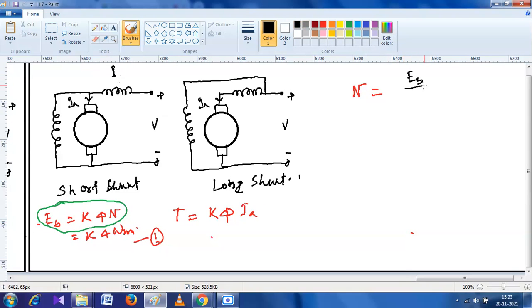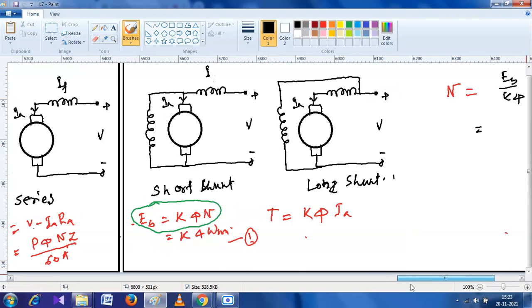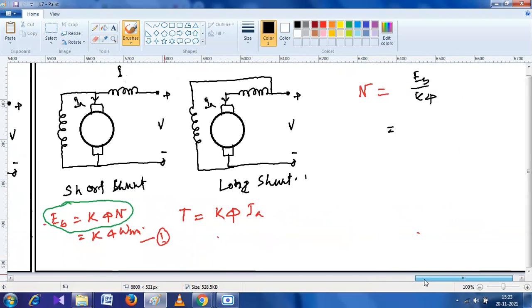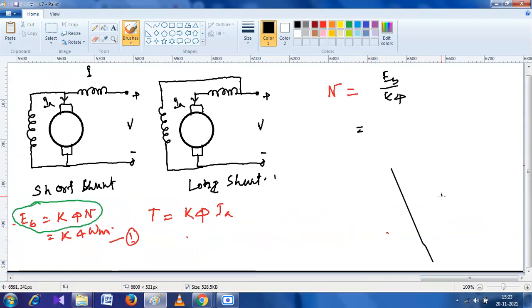And what is the value of Eb from the previous equation? You have said the first equation. What is the first equation? This is the first equation of Eb. So put the value of Eb from that equation. What is the value of Eb?